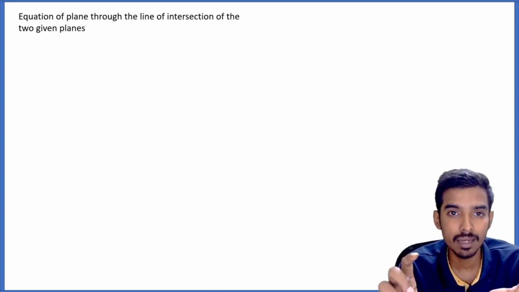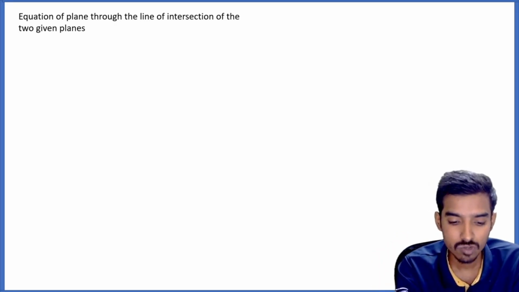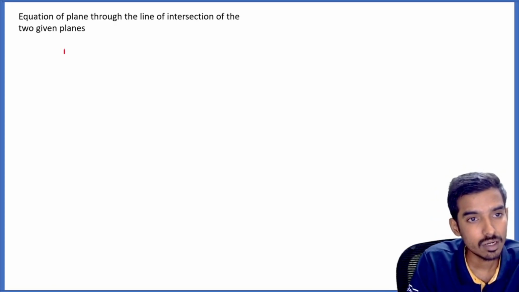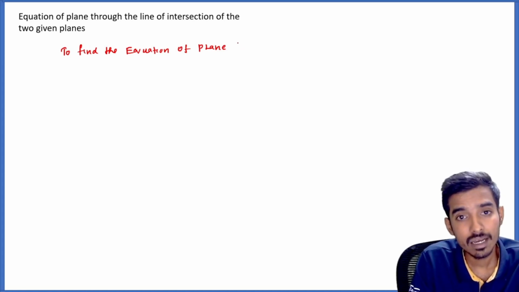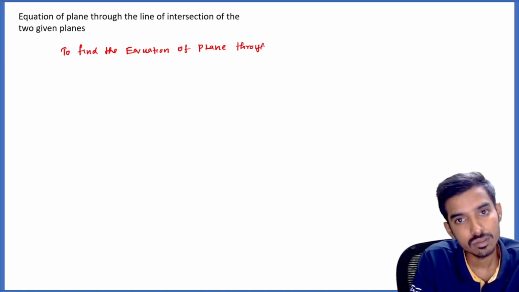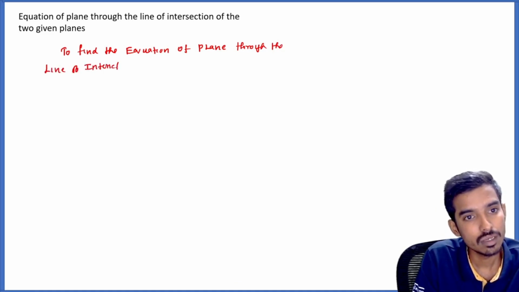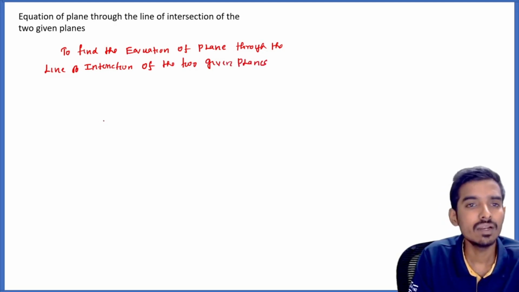This is a very small subtopic, and based on this we're going to do almost 7 problems. I'm going to give the equation directly. That is, to find the equation of a plane through the line of intersection of the two given planes. They will give two given planes.